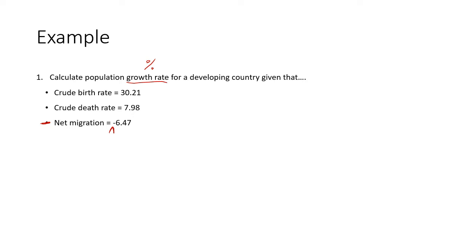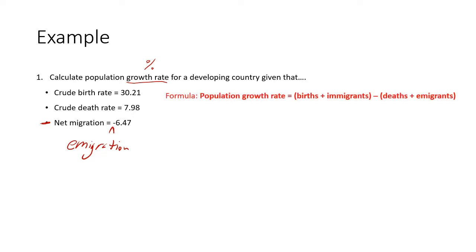Okay. So that would be a higher rate of emigration, people leaving the population. Okay, so your population is losing people, it is negative. So this is our formula. Our population growth rate is births plus immigrants minus deaths plus emigrants.